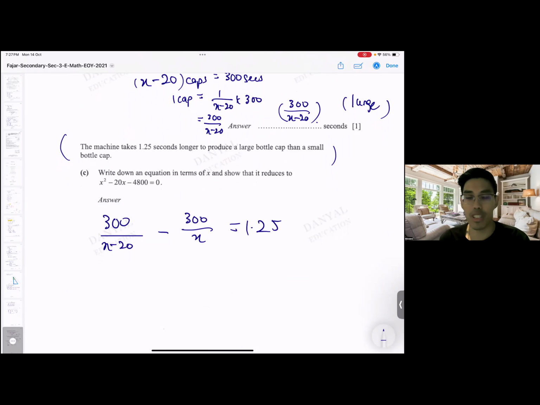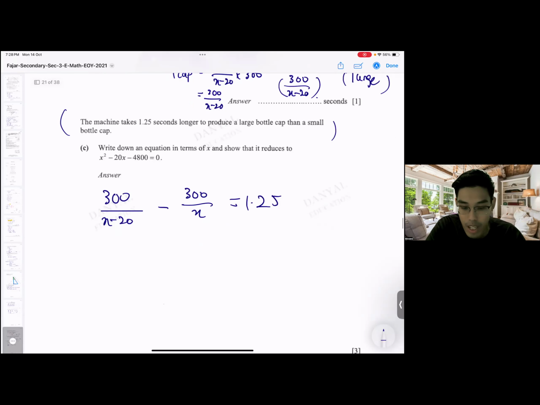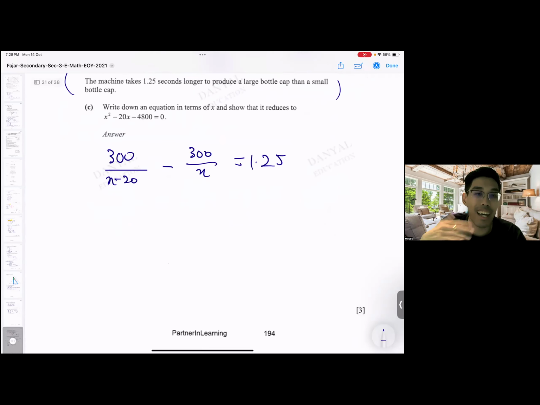This is the most important step for the entire 5-part question, because once you place the expression wrongly, the entire question can go wrong. Okay, so take some time and effort to think through which one should be in the correct place. Which one are we minusing from the other? What are we comparing? Here we are comparing a difference, so the position matters. So the one that takes the more time minus the one that takes the lesser time gives me 1.25. That's the whole idea. Then from here, we are ready to simplify.